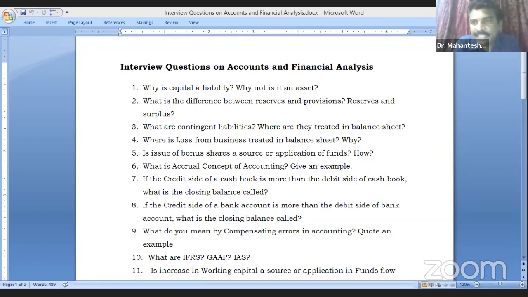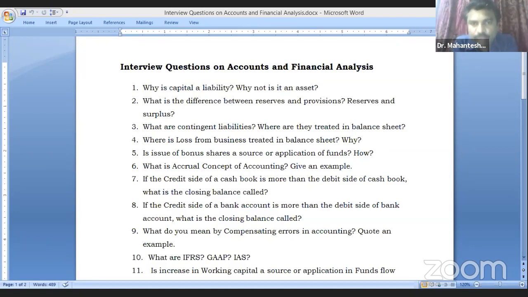because issue of bonus shares is an internal transfer of funds from the reserves and surplus to the share capital. We take out some money from reserves and surplus and transfer that money to the share capital account. Hence, there is no new fund coming into the business, and no new funds being applied into the business. Hence, issue of bonus shares will act as neither an application nor a source. As I said, it is a mere transfer of funds from reserves and surplus to the share capital account.